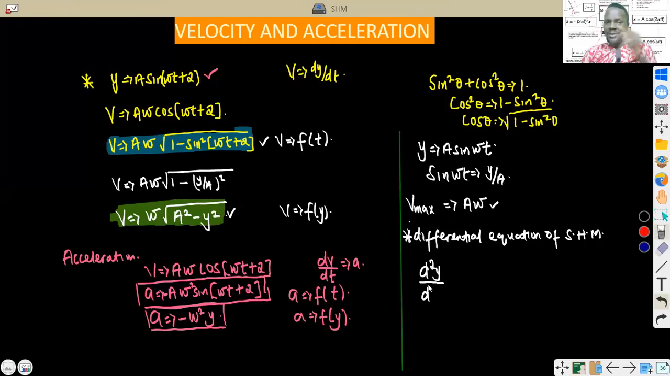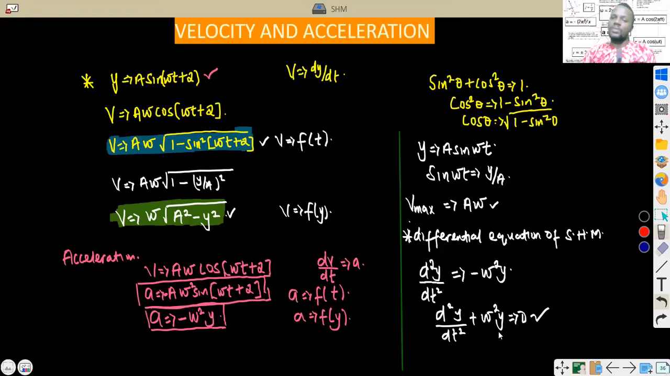So now my point is that differentiating twice, d squared y over dt squared, I hope students understand, is equal to the acceleration. What is acceleration? Negative omega squared y. So if you now collect like terms, you have d squared y over dt squared plus omega squared y is equal to 0.